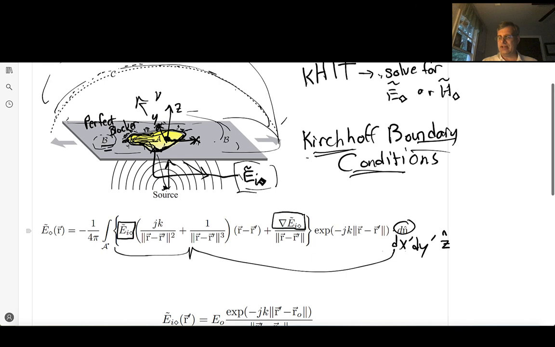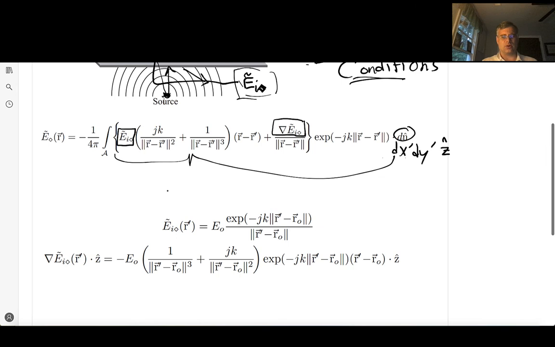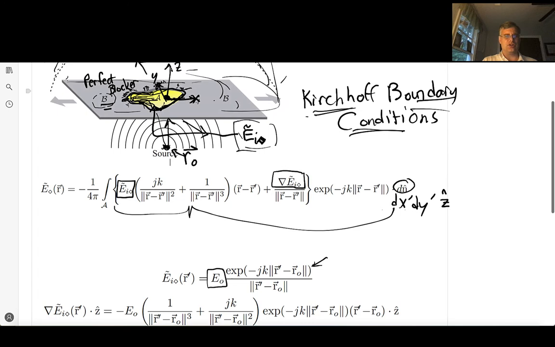What if there is a source illuminating this? And we have just a point source. We're just going to describe this point source as E sub I is going to be equal to some amplitude constant, E naught, times phase, exp minus jk, magnitude of r prime minus r naught. R naught is going to be the position of that source, and r prime is going to be some observation point along this aperture here.